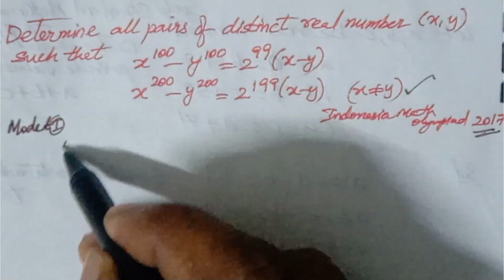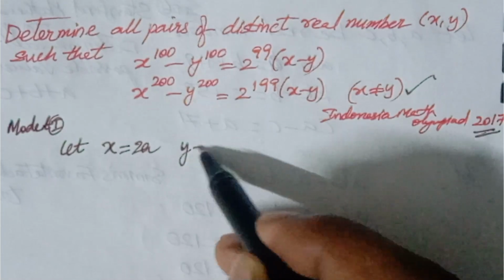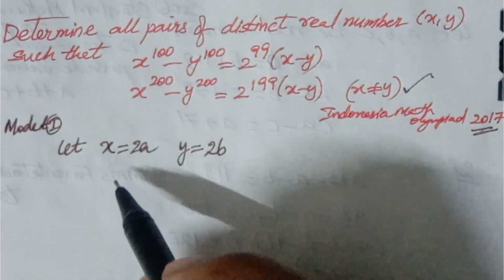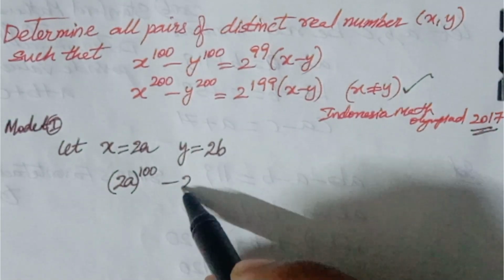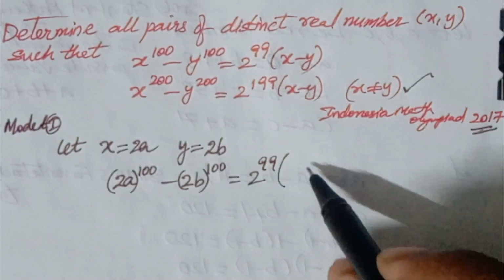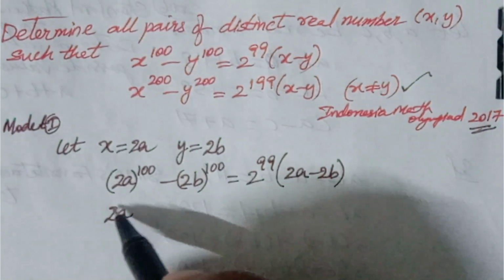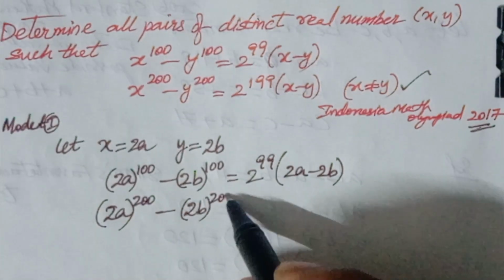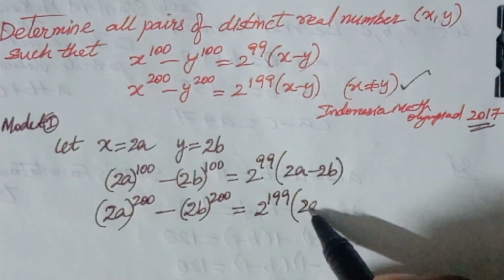Here let us assume x is equal to 2a and y is equal to 2b. Then the first equation will become (2a) to the power of 100 minus (2b) to the power of 100 is equal to 2 power 99 into (2a minus 2b). And the second equation will become (2a) to the power of 200 minus (2b) to the power of 200 is equal to 2 to the power of 199 into (2a minus 2b).